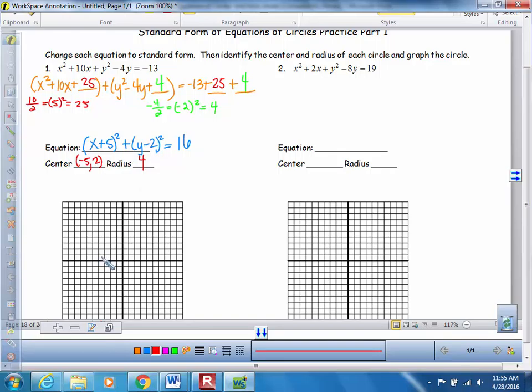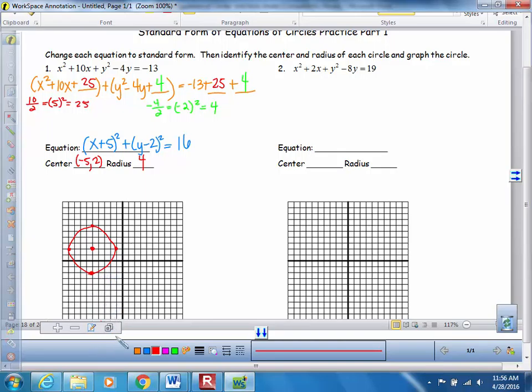And so now we're graphing like we did yesterday. We'd go left 5 and up 2, put our dot, and then our radius would go out 4 in every direction. Okay, and there's our circle.